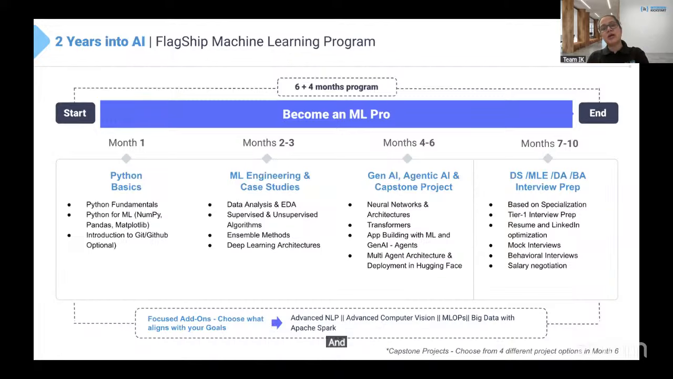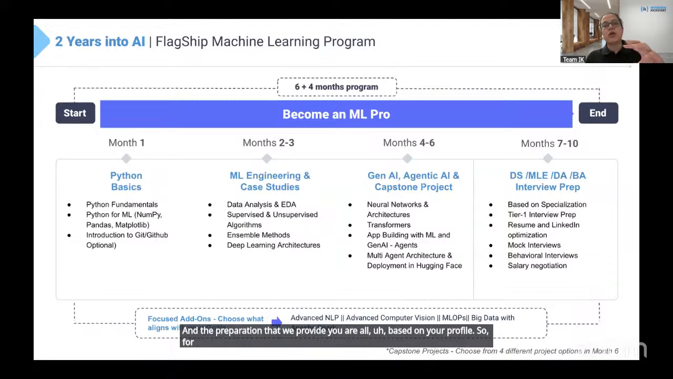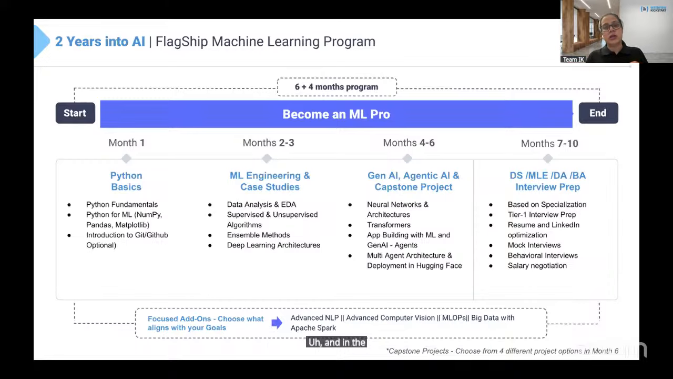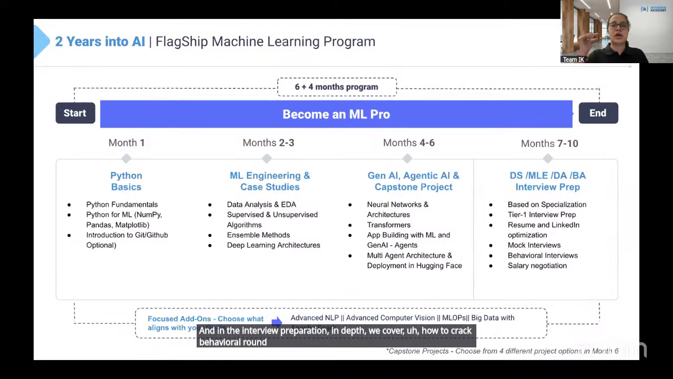And the preparation that we provide you is all based on your profile. So for example, if you are a software engineer trying to become an ML engineer, your mock interviews, your behavioral round, all of that will be customized for the role that you're preparing for. So those are the roles that you can see in front of you: DS, MLE, DA, BA. And in the interview preparation, in depth, we cover how to crack behavioral rounds, how to negotiate on salary, how should your resume look so that you can stand out, how to optimize your LinkedIn profile, all of these.